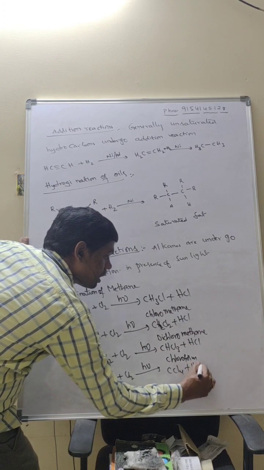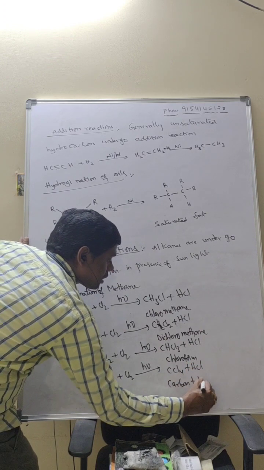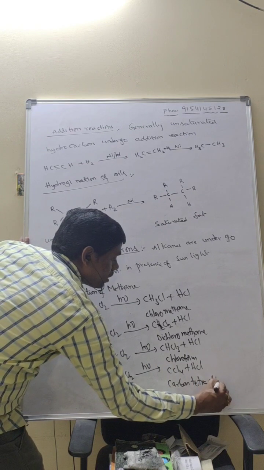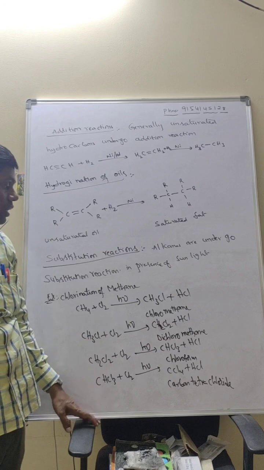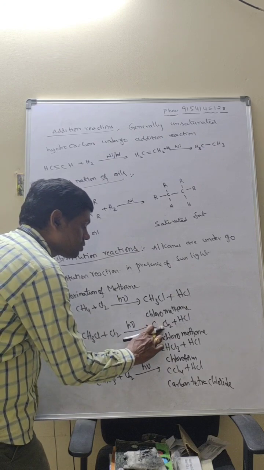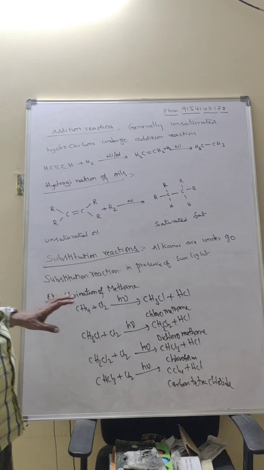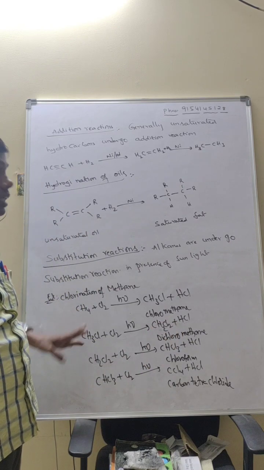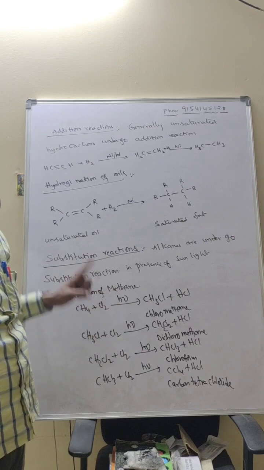CCl4 plus HCl. This is called carbon tetrachloride. Afterwards, there is no reaction. The reaction is completed. This is called substitution reactions of alkanes. In alkanes, chlorination of methane is most important.